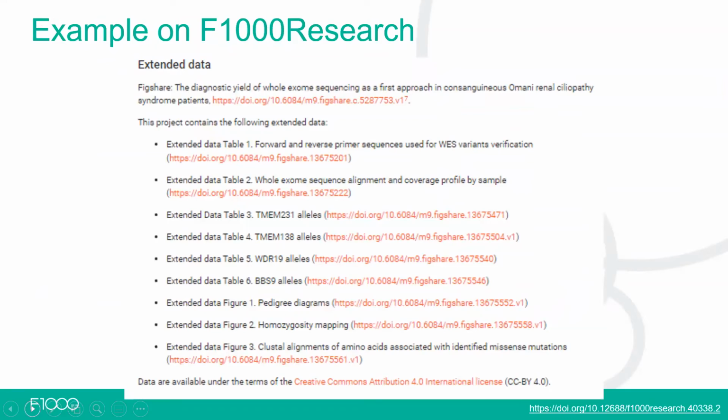Here you can see an example from a published article on F1000Research, how it appears on your article. So this is how it will appear. Same format that we saw in the previous slide. The name of the title, DOI, what all extended data is there. So there are tables, table 1 to table 6, and then there are 3 figures. All of this is very clearly mentioned. So it's very easy, very simple to do that, and this is how it appears.